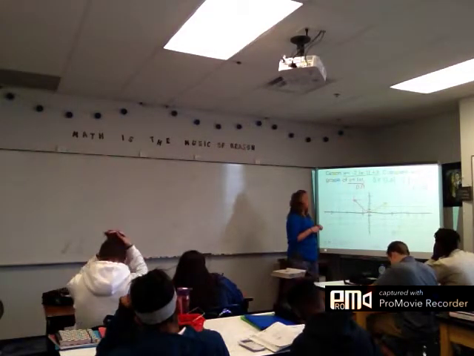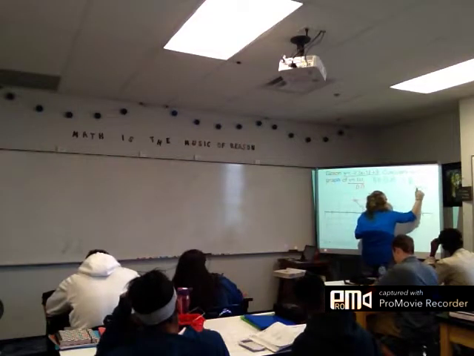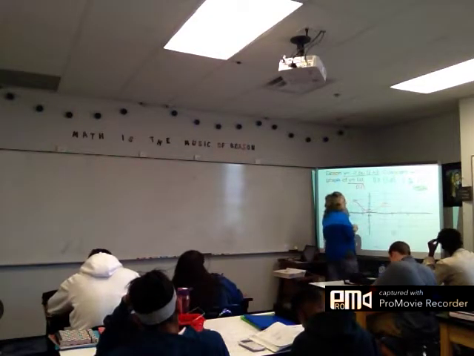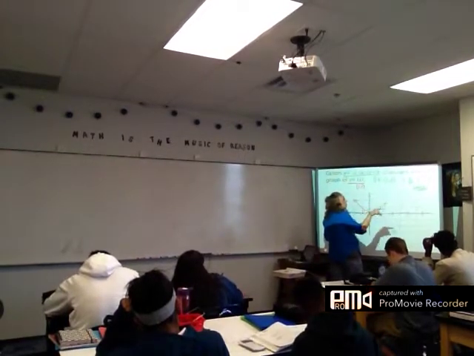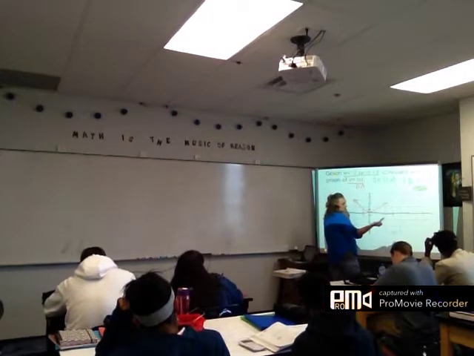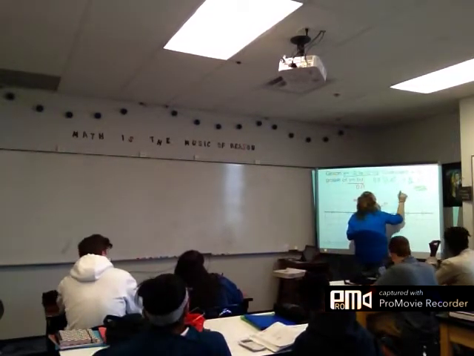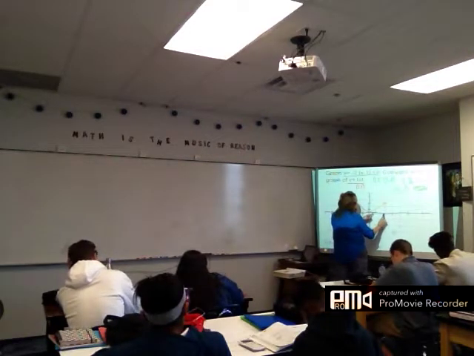So let's plug in a 2. What is 2 minus 1? 1. The absolute value of 1 is 1. 1 times negative 2 is negative 2. Negative 2 plus 3 is 1. So if I plug in a 2, I get a 1 out.